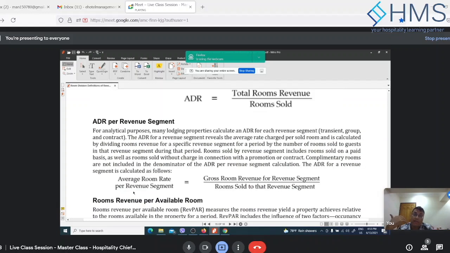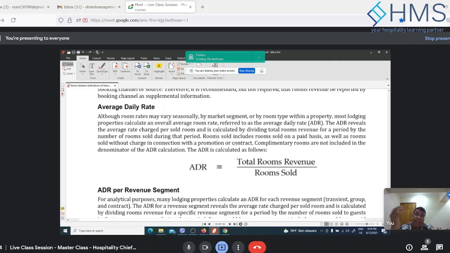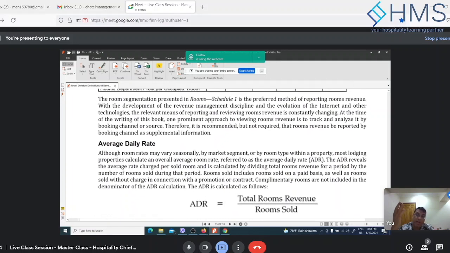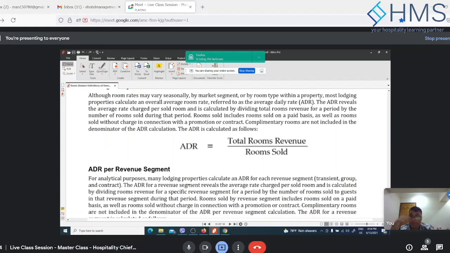So you understand these terms, right? Already the ADR, which is calculated as total room revenue divided by rooms sold. Here, rooms sold is only the actual rooms sold, meaning the paying rooms sold, not the complimentary rooms sold. So complimentary rooms are not included in the calculation of any occupancy statistics or ADR statistics for official purposes.